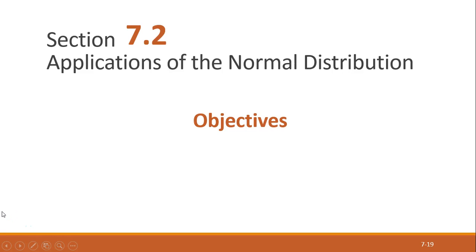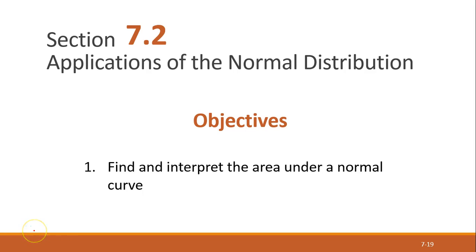All right, in section 7.2, what we're going to be doing has to do with applications of the normal distribution. We're going to find and interpret the area under a normal curve. We're going to be doing this with a set of values that we have learned before.